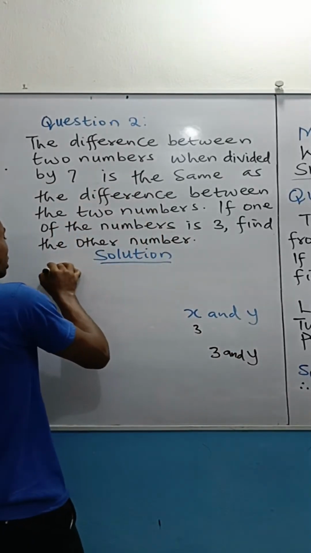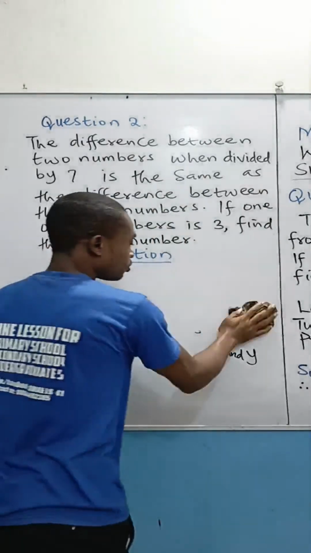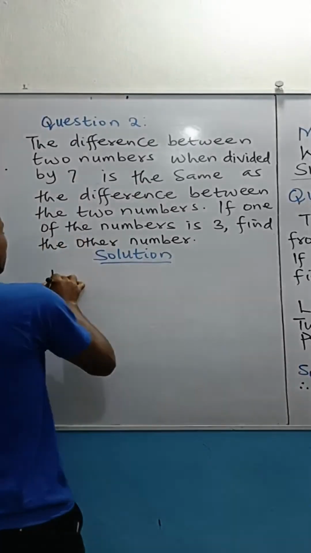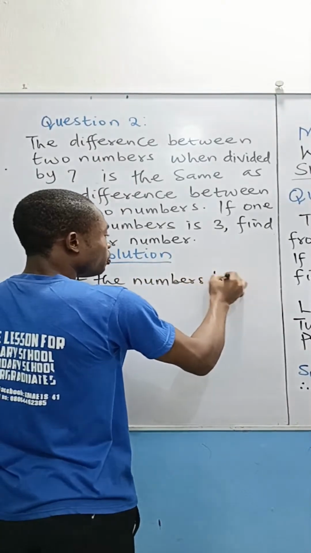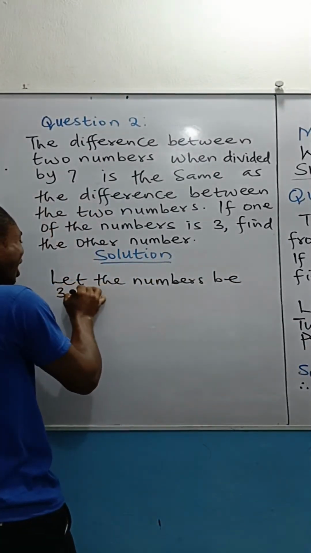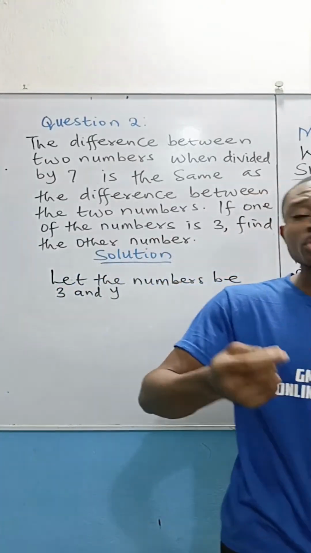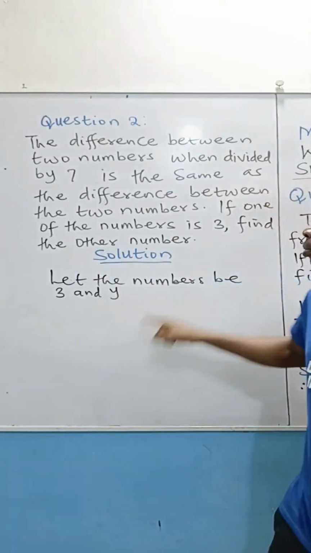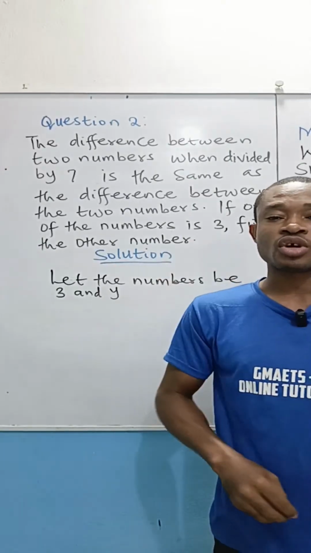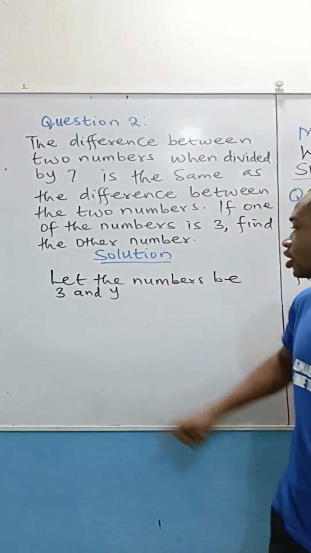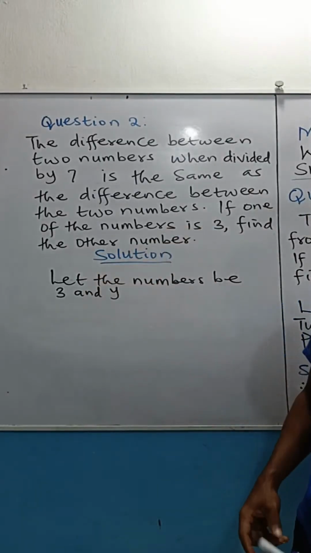Going to the question, the difference between two numbers. Let me interpret that. Let the numbers be 3 and y. I could have said that the numbers should be x and y. But like I said, close to the end of the question, the value of one of the numbers has been given to us. We are told that one of the numbers is 3. So let the numbers be 3 and y. We don't know the second one. That's what we are looking for.